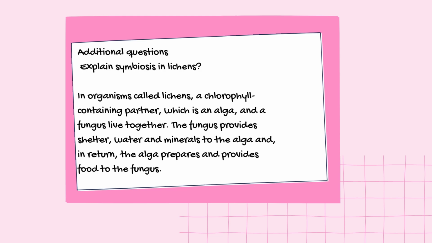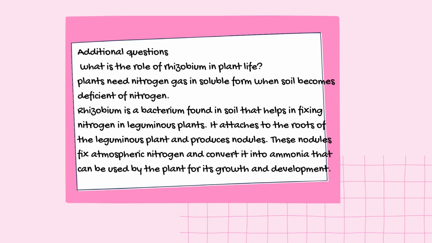Explain symbiosis in lichens. In organisms called lichens, a chlorophyll-containing partner, which is an alga, and a fungus live together. The fungus provides shelter, water and minerals to the alga and, in return, the alga prepares and provides food to the fungus.